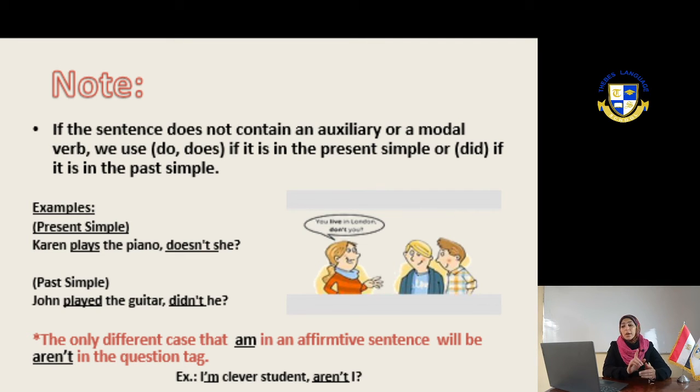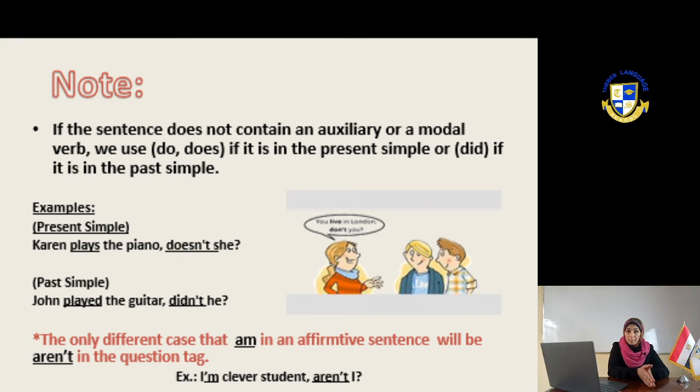Let's check here. I only have one exception, one only rule exception in this part. If I say, for example, I am a pretty girl, I cannot say am not I. No, I will say aren't I. So in the positive statement of I am, I will use aren't I in the question tag. But if in the first statement I have it in the negative form, for example, I'm not a clever girl, am I? You get it?